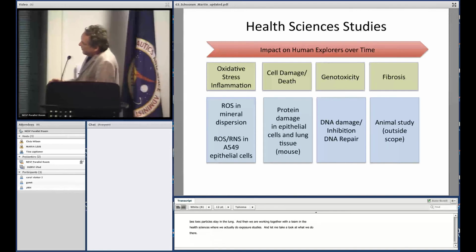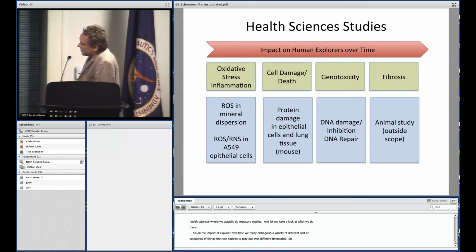So on the impact on human explorers over time, we distinguish a variety of different categories of things that can happen to you that play out over different time scales. So we have this oxidative stress that leads to inflammation. And this is really the idea that, for example, we can have hydrogen peroxide formed due to the minerals reacting in lung fluid or in cell fluids, that lead to this hydrogen peroxide generated by the minerals. And so we have a variety of different strategies where we can exploit this, including also in epithelial cells. And this is a particular strain of epithelial cells that we've worked with over the last 10 years or so. We can look at cell damage and death, and we, for example, can measure protein damage in these epithelial cells. And we also more recently have been starting to use tissue that is harvested from mouse lungs as a model.